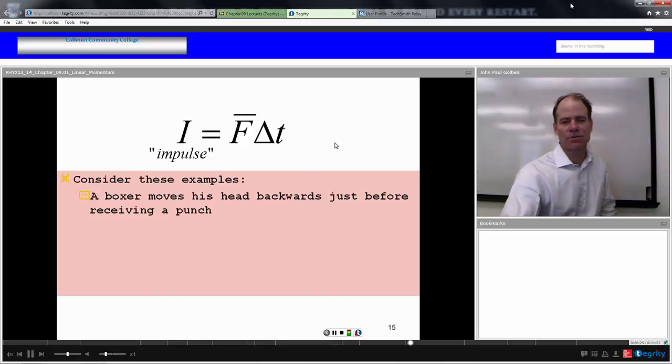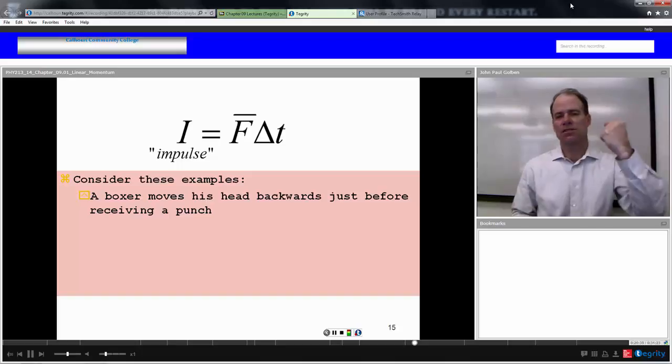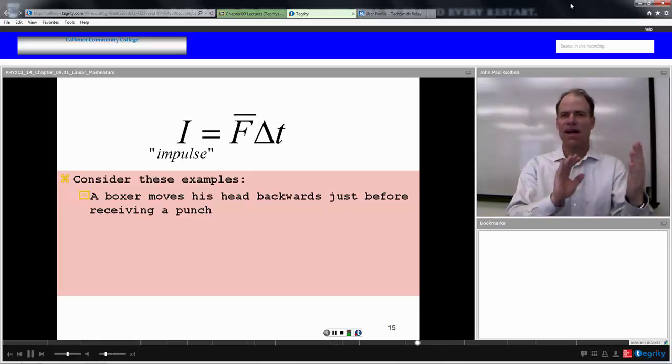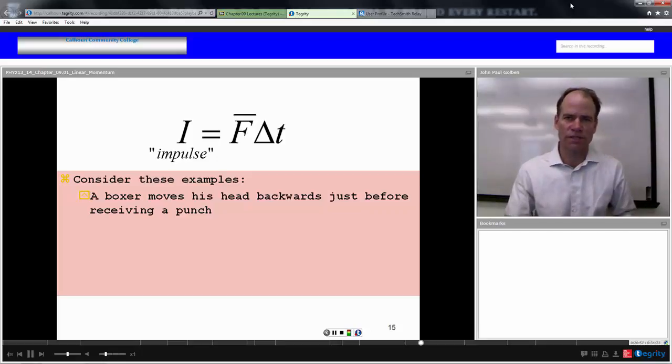Consider these examples. A boxer moves his head backwards just before receiving a punch. If you had a fist coming towards you, you're a boxer, it's got a certain amount of mass and velocity, and it's going to be going to zero pretty quick. So there's going to be a certain exact value of change in momentum associated with that fist. It's going to go from mv to zero, and so there's a definite value of change in momentum. So there's a definite value of the impulse that's about to be delivered to your jaw.